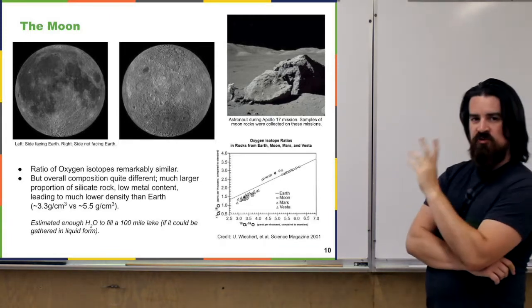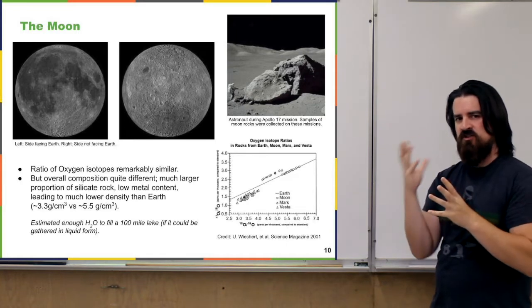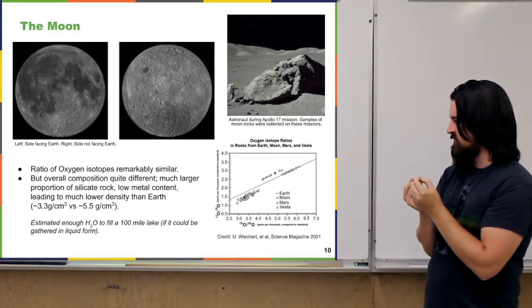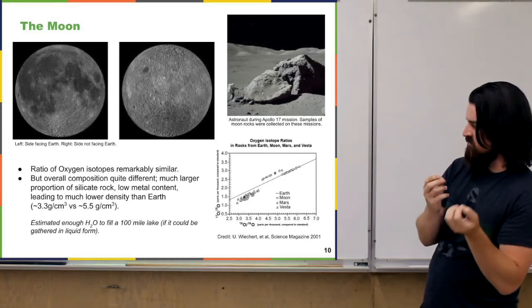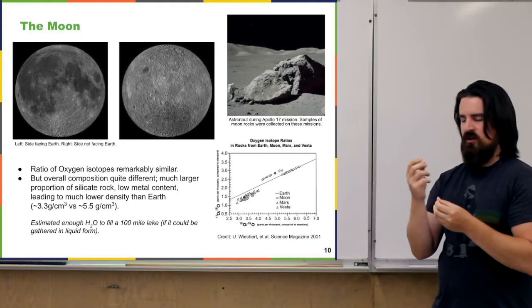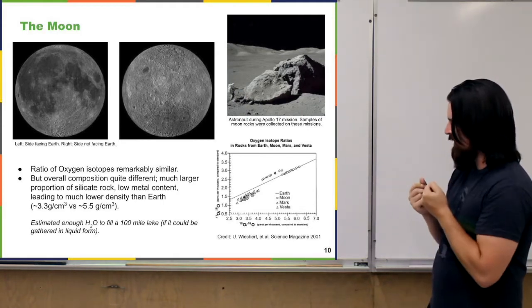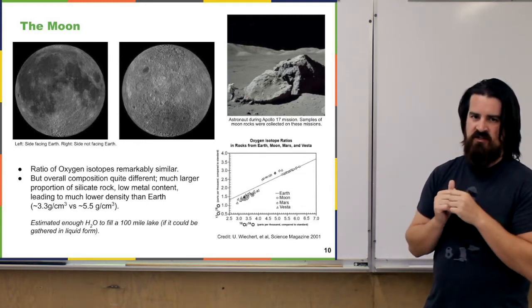So as it turns out, when we look at the relative amounts of oxygen 16, the most common, to oxygen 17, and compare that with the amount of oxygen 16 and oxygen 18 on the Earth and the Moon, looking at the ratio of these isotopes and comparing them together, the Earth and the Moon have remarkably similar ratios of these isotopes.